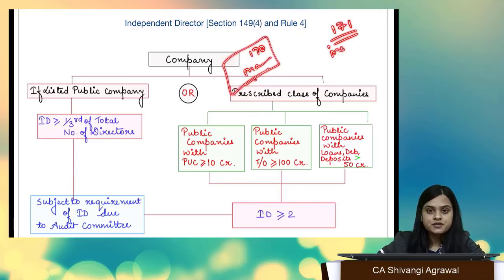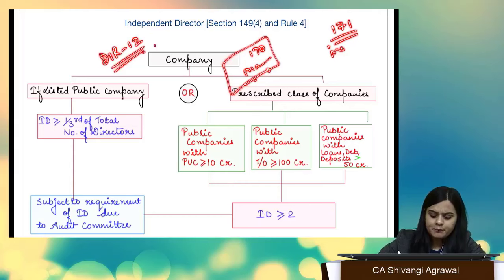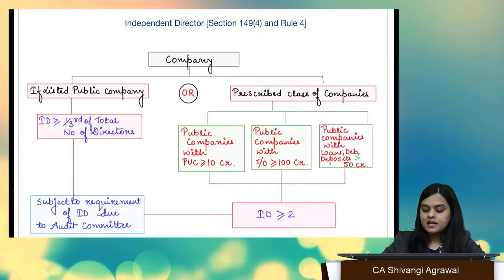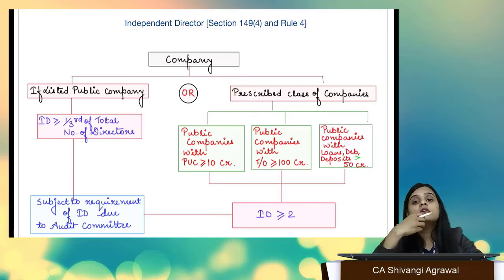Apart from maintenance of register, section 170 also talks about DIR 12. Whenever you appoint a director or whenever there is a change in director or KMP, file DIR 12 within 30 days. Section 170 as well as 171, they both are not applicable to government companies.